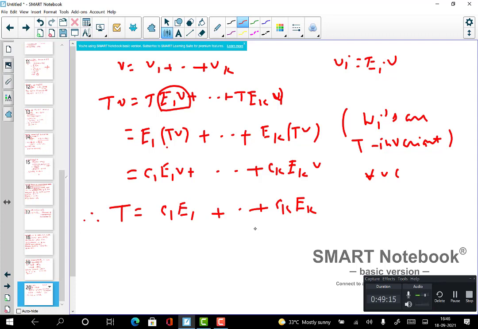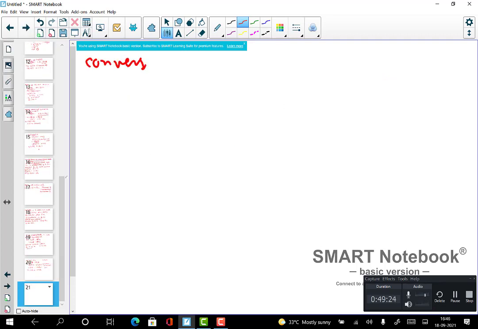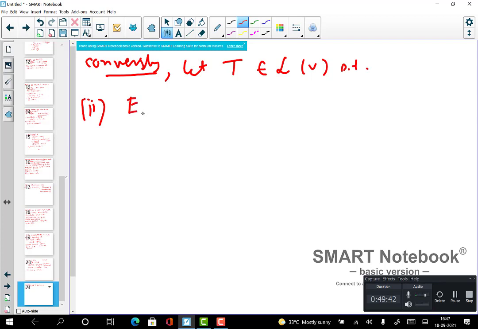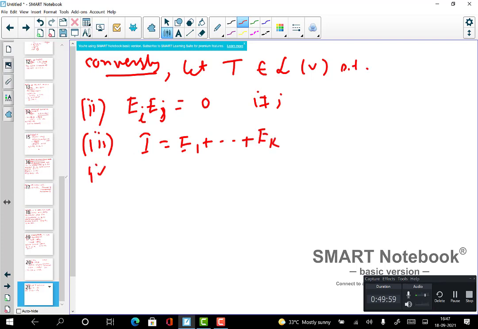This part is obvious. Now we are going to prove the converse part. So conversely, let T belong to L(V) such that T satisfies all those conditions. What are the conditions? Condition 2: EiEj is 0 for i not equal to j. Condition 3 was that the identity is the sum E1 + E2 + ... + Ek. And condition 4 was that T can be written as c1 E1 + ... + ck Ek. With all those things, we can actually prove that T is diagonalizable, and obviously the other two properties also.